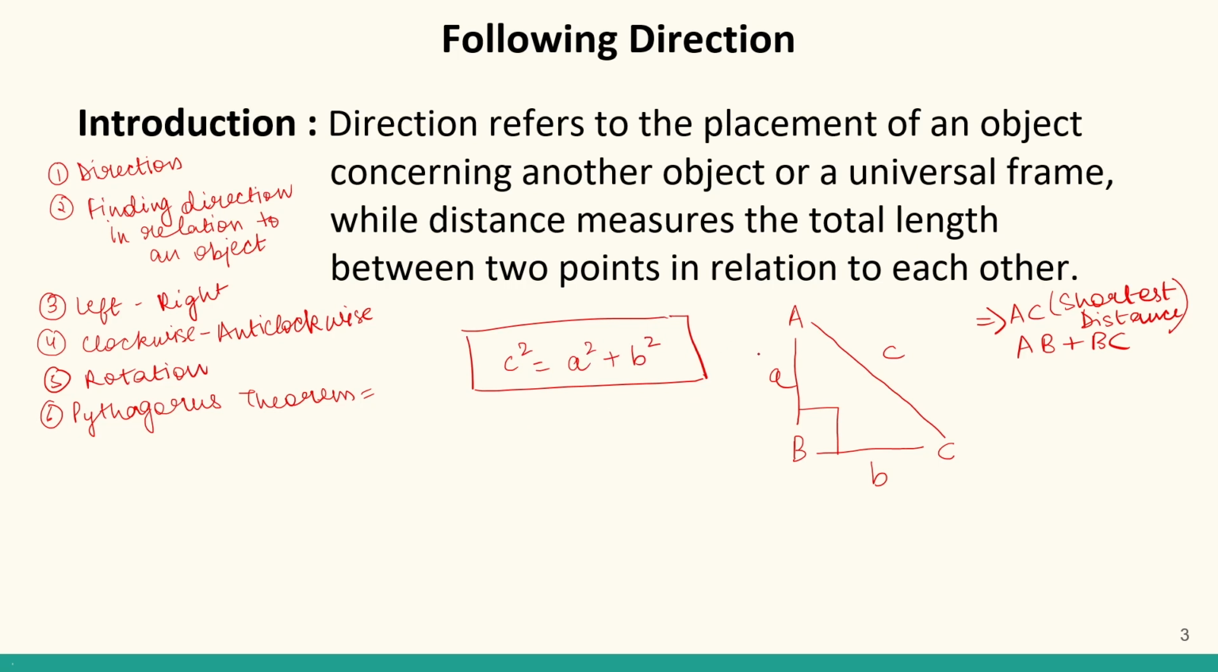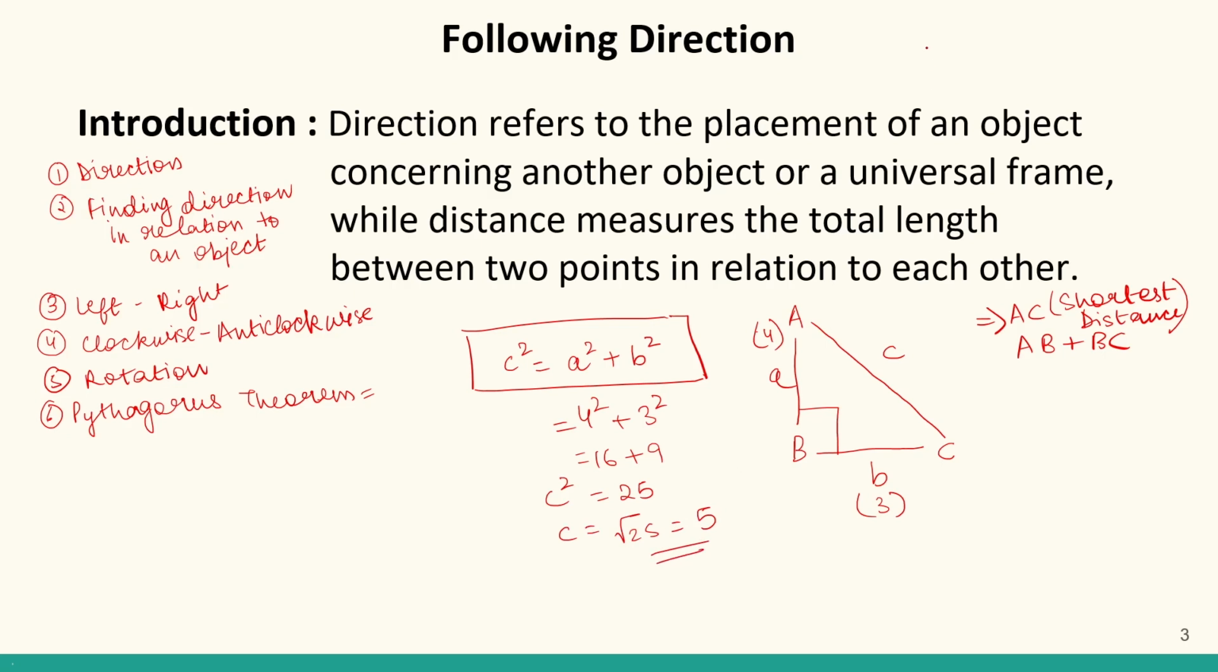So if in the question I am given, let us say, that the distance between A and B is 4 and the distance between B and C is 3. Let us say this is given in the question. This is 4 kilometer and 3 kilometer. So if I have to find the distance between A and C, the shortest distance, in that case I'll simply calculate it as 4 square plus 3 square, which will be equal to 16 plus 9, which will be equal to 25, which will be equal to C square. So C will be under root of 25, that is 5.